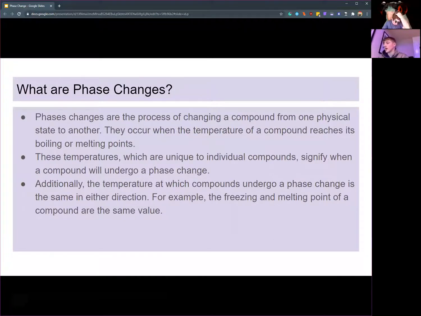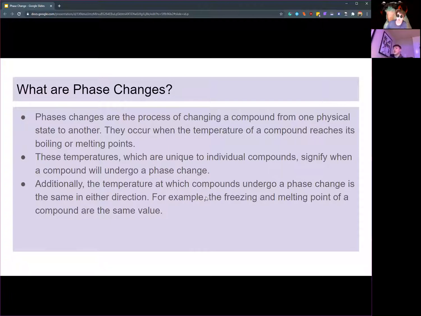Phase changes are the process of changing a compound from one physical state to another, and they occur at a certain temperature of each different element and compound. When it reaches that certain temperature, it will either boil or melt. Those temperatures are unique to each different compound and element, and they signify when a compound will undergo one of these phase changes.